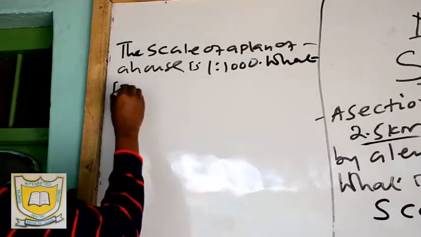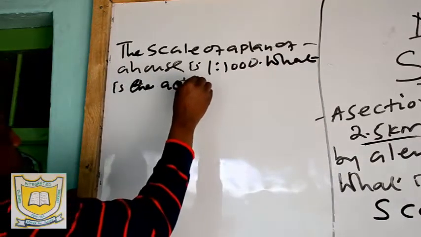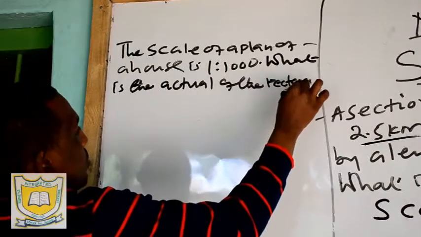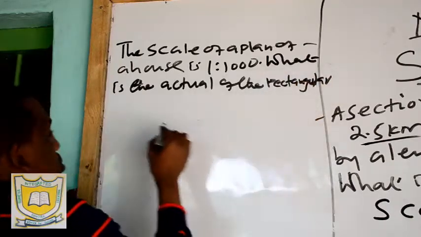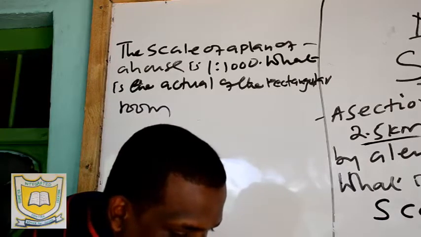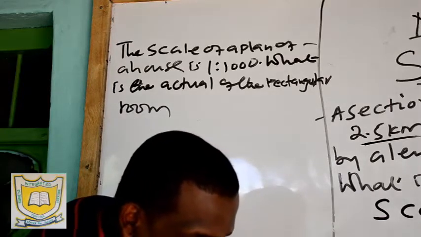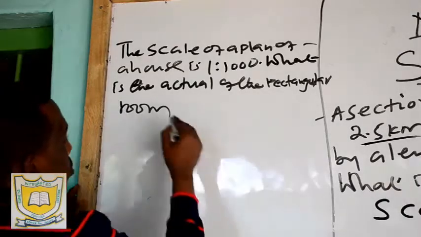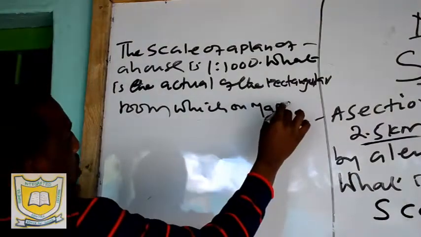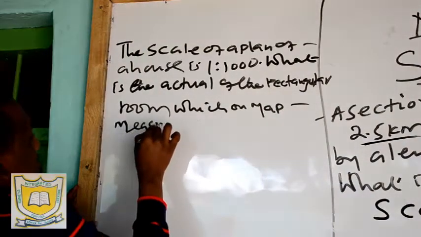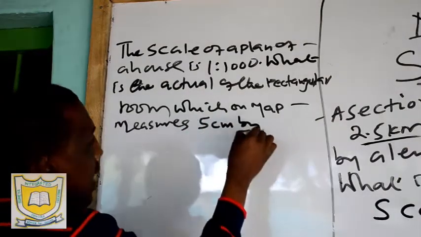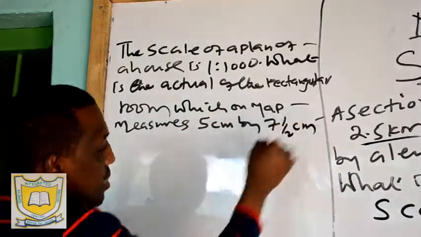What is the actual area of the rectangular room, which on the map measures 5 centimeters by 7.5 centimeters.